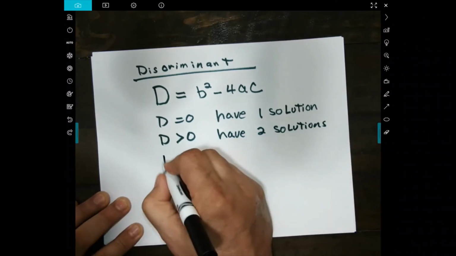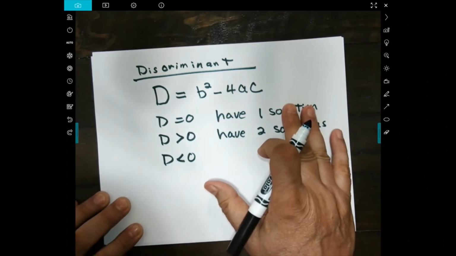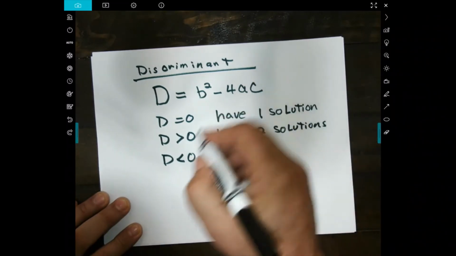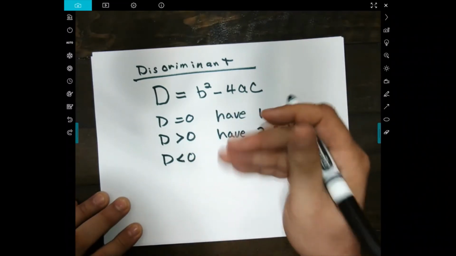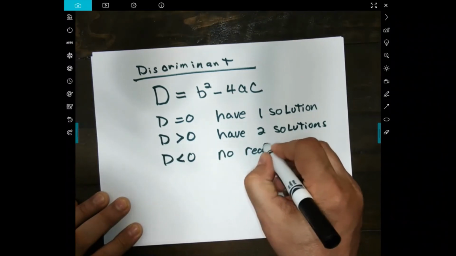And finally, if we get a D that's less than 0, and this is algebra 1, so we're not talking about complex numbers or imaginary solutions in this particular class, so for our purposes we have no real solutions.